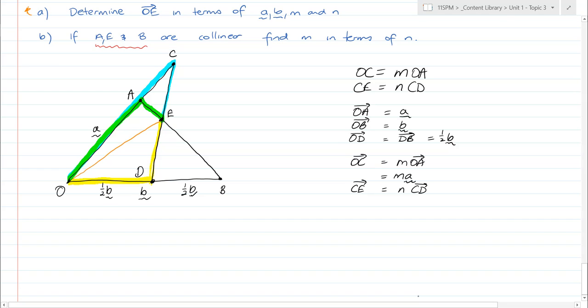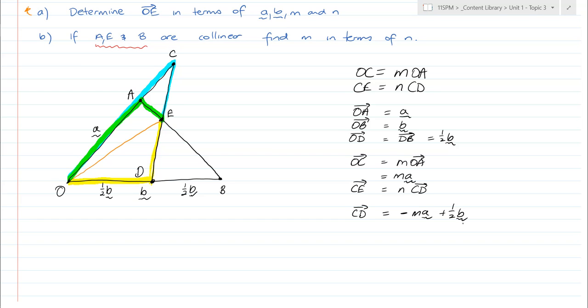But I don't know anything about CD except that I can make the statement that CD is equal to a negative MA plus half B. So I'm at a point now where I can see my blue line is OC plus CE. I know OC already in terms of M and A. I know CE in terms of N and CD. So if I can work out what CD is, then I've pretty much finished the question.